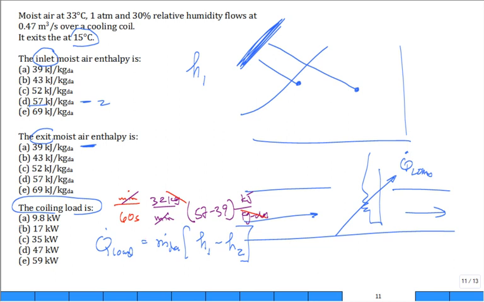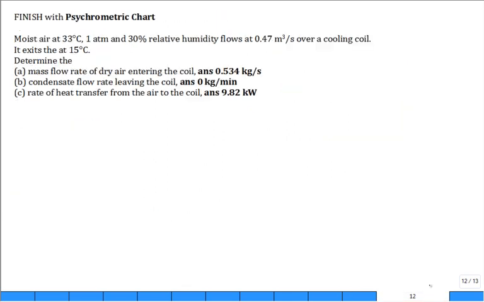A. Thumbs up. 1 thumbs up. 2, 3, 4, 5, 6, 7, 8. Good. There you go. See, we can do energy calculations. Finish with the psychrometric chart.